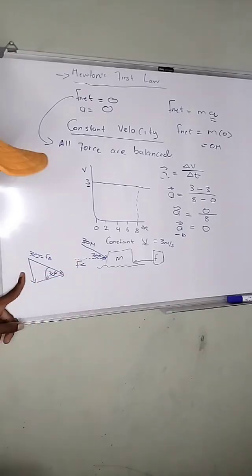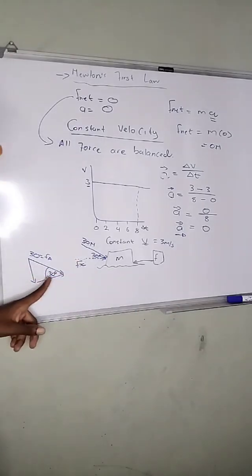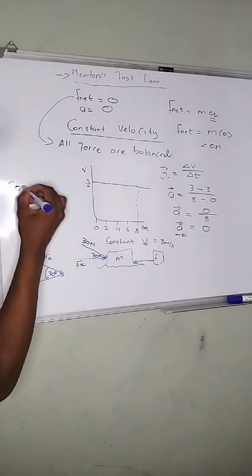What's going to be the trig ratio? Obviously, it's going to be cos, right?